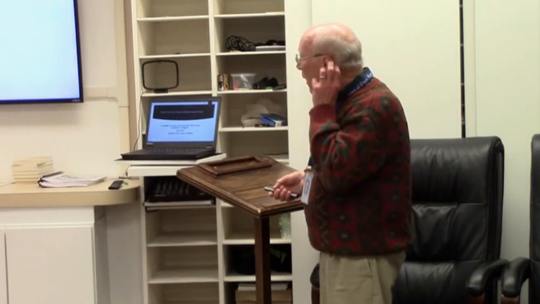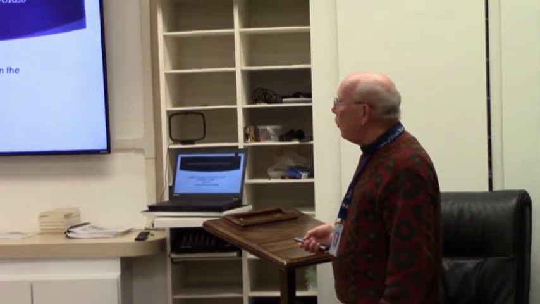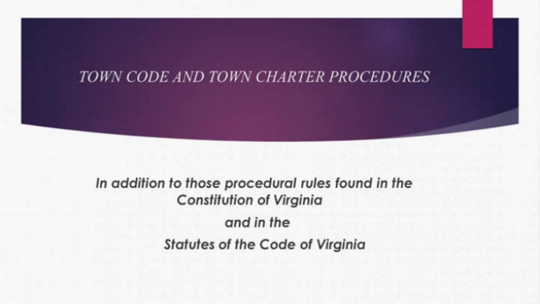All right, I'm not going to get into all of the procedural rules that are found in the Code of Virginia and the Constitution of Virginia. We'll deal with those as we go through town council meetings, but you can get lost in that stuff, and only a lawyer wants to deal with it anyway. But this is the stuff found in the town code and the town charter, and this is probably 90% of what you have to deal with.